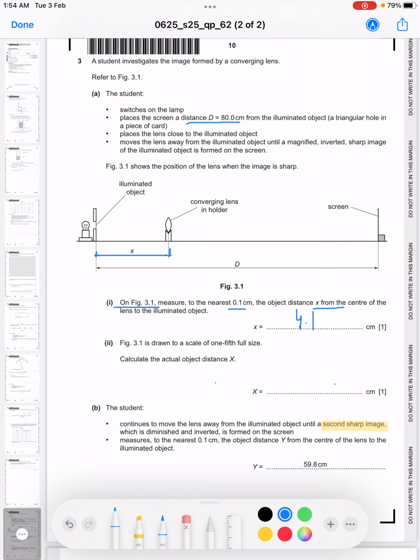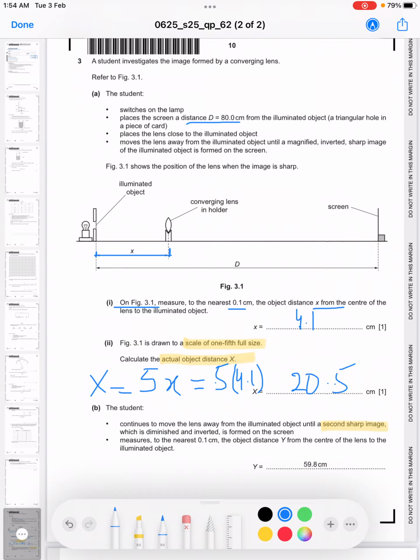Right? Okay, so the next part, figure 3.1 is drawn to a scale of 1/5 full size. So calculate the actual object distance. So actual X, capital X, must be equal to 5 times small x, right? Substitute the values. 5 multiplied by 4.1 will give you the answer 20.5.